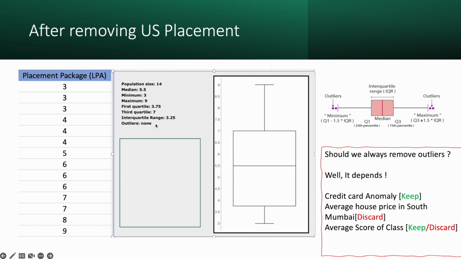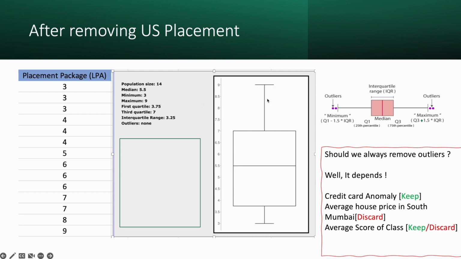How did you figure out that the outliers are not there? Very simple. What you need to do is 7 plus 1.5 times 3.25. Now 1.5 times 3.25 will easily be more than 10, right? But we do not have any data point which is more than 10, so there are no outliers. On the lower side also, we need to take the first quartile 3.75 minus 1.5 times 3.25, which goes in the negative zone. There is no such number. It doesn't even make sense to have a negative placement package, right? So there are no outliers there as well.